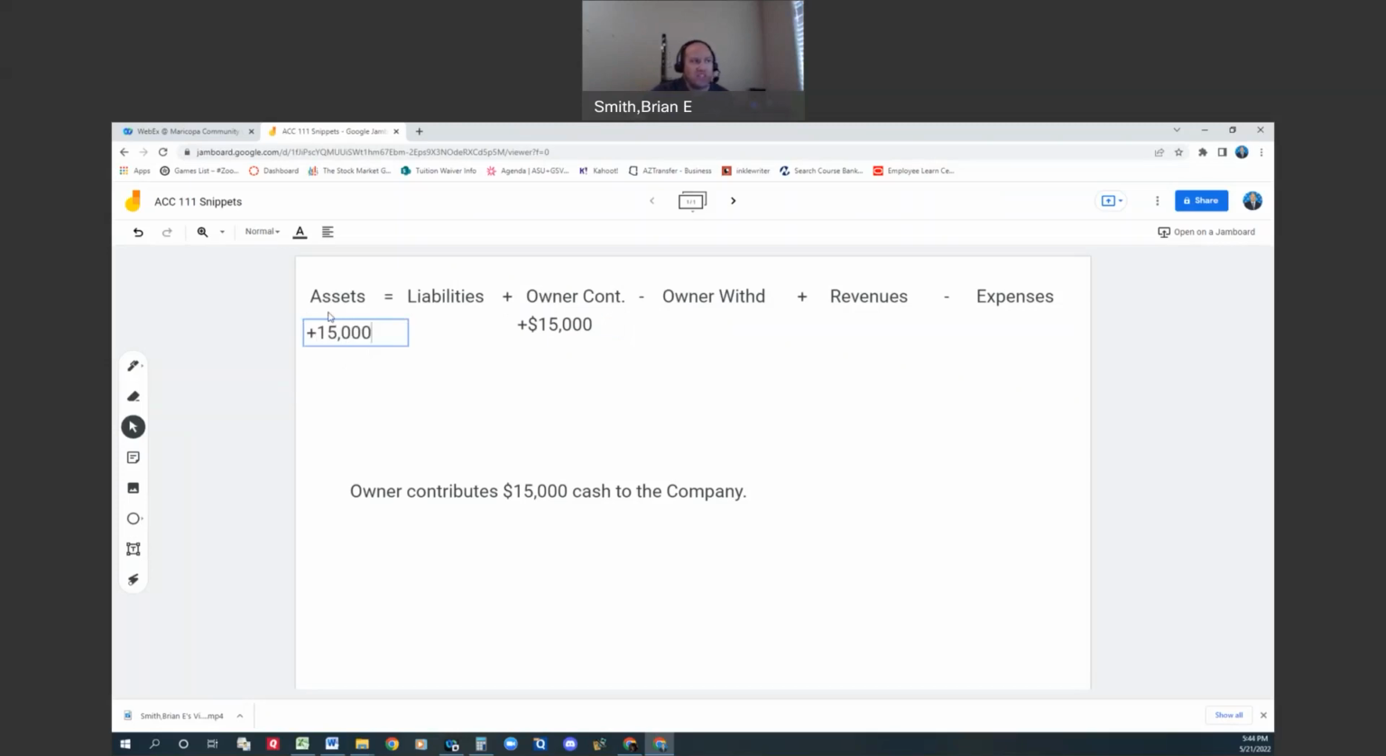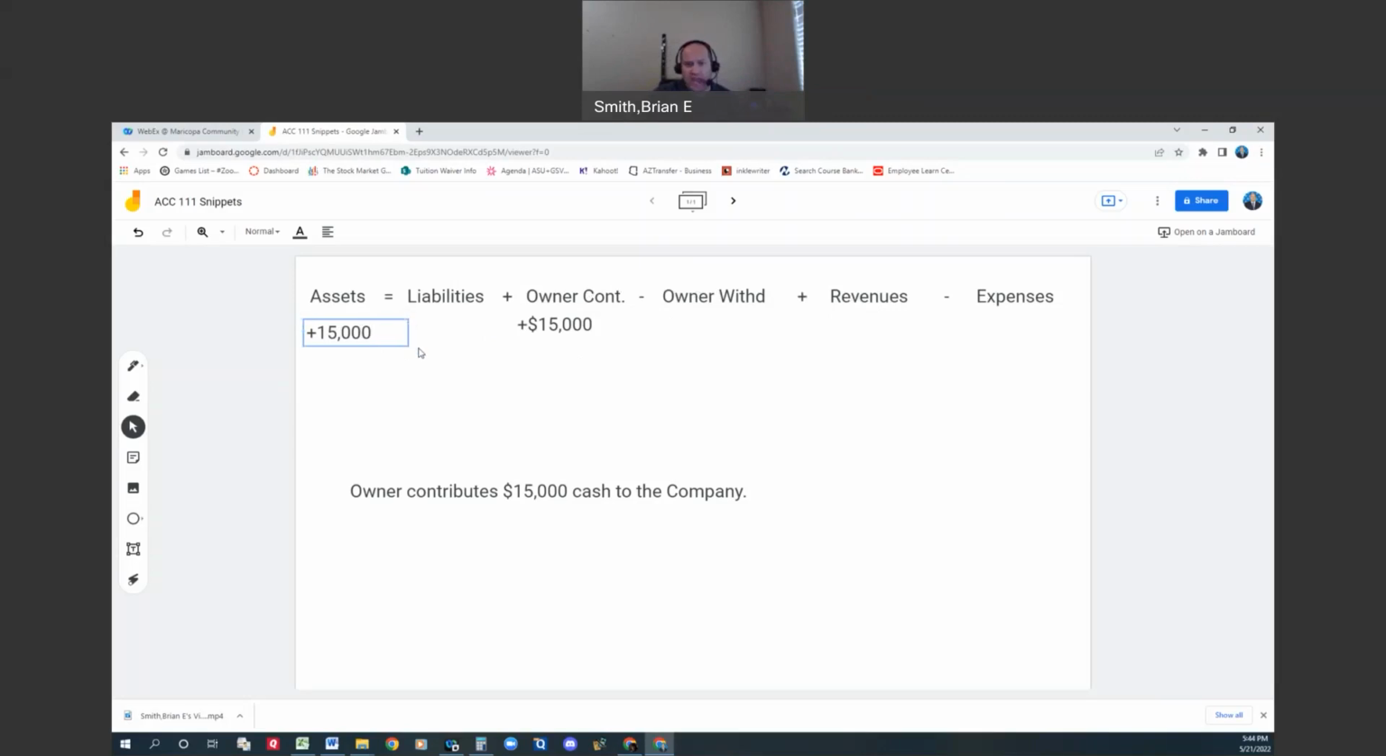So when we look at this, after we analyze each transaction, we always want to look at this and say, hey, is our accounting equation in balance? So if we take all of our assets, does it equal all of our liabilities plus our owner's contribution minus owner withdrawal plus revenues minus expenses? There's no owner withdrawal, revenues, or expenses or liabilities. So in this situation, does 15,000 equal 15,000? Yes, our accounting equation is in balance in this one.